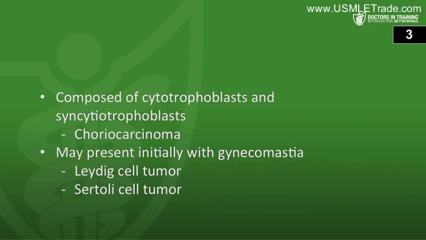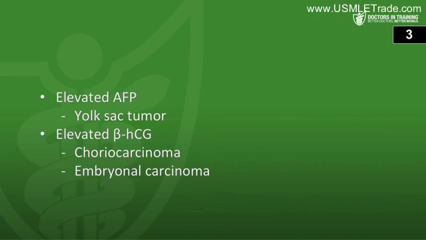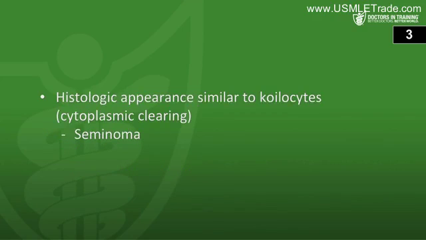cause this as well. Elevated AFP would be a yolk sac tumor primarily, but you also need to think about embryonal cell carcinoma. Elevated beta-HCG is either choriocarcinoma or embryonal carcinoma. And finally, histologic appearance similar to chondrocytes with cytoplasmic clearing is a seminoma.